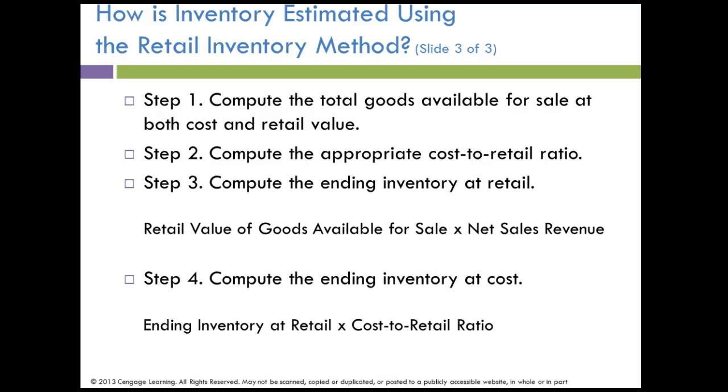As they're showing the steps here. Compute total cost of goods available. Compute the appropriate cost to retail ratio. Then compute the ending inventory at retail. We've got our retail value of goods available times our net sales revenue. Then from there we'll look at our ending inventory.